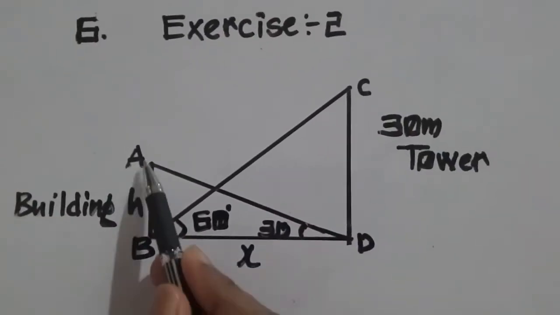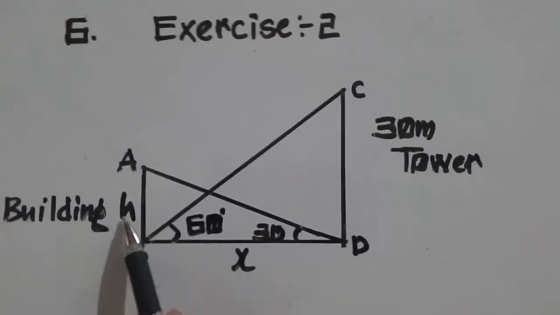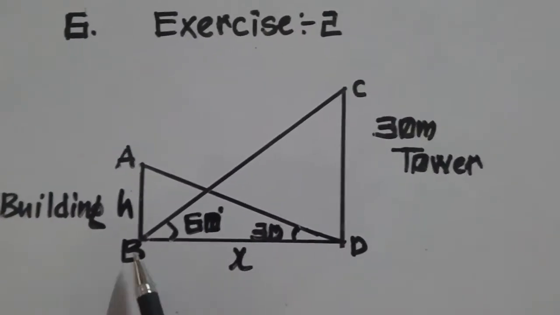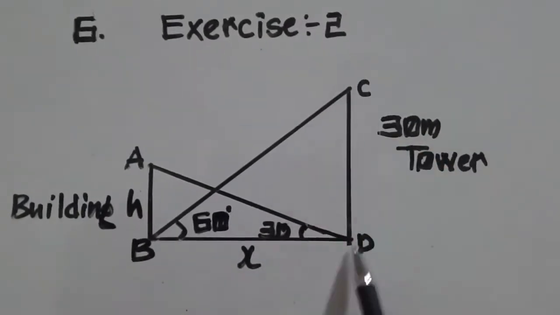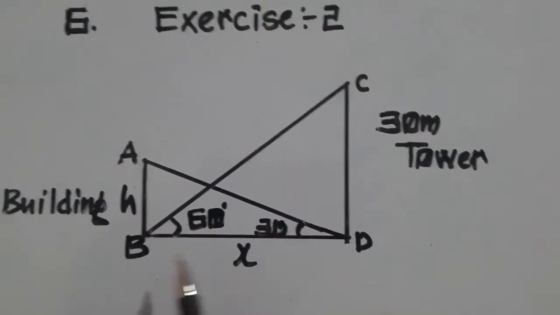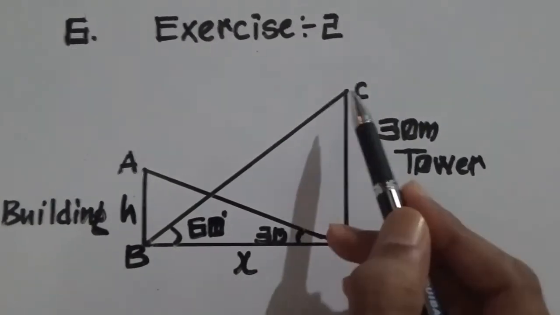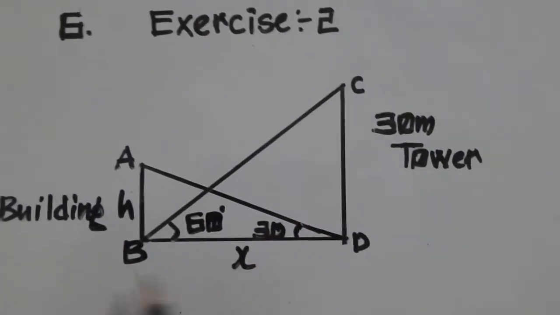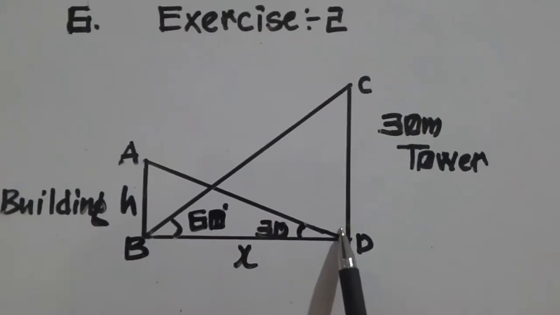See here, look at the figure. Let the height of the building be h. The distance between the foot of the tower and the foot of the building is x, the height of the tower CD is 30 meters, and the angles of elevation are 60 degrees and 30 degrees, given. I'll take the triangle now to prove the problem. I'll take triangle BCD, which is a right angle triangle at D.